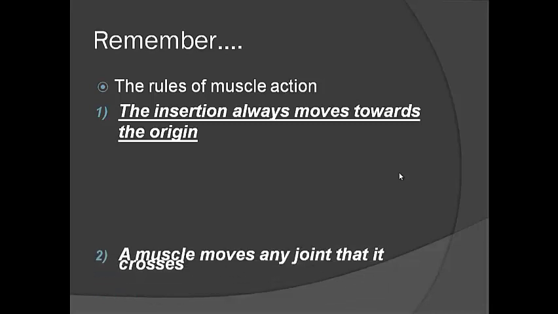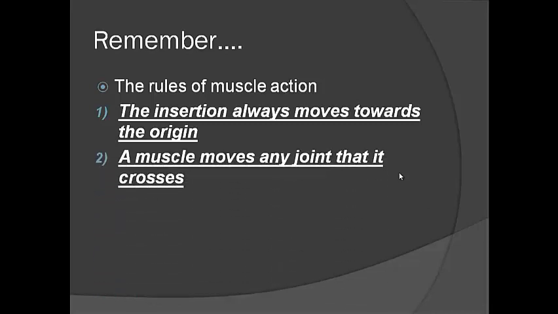The other rule of muscle action is that if a muscle crosses any joint, then it will automatically move that joint. So if it crosses more than one joint, it will act on both of them. If it only crosses one joint, it'll only move that joint. So as long as a muscle crosses a joint, it will move it.